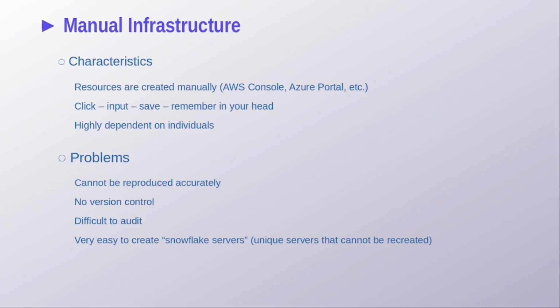Manual infrastructure has these characteristics. Resources are created by clicking. Knowledge is stored in people's heads. Very dependent on one or two engineers. There is often no documentation, no history, no clear ownership.